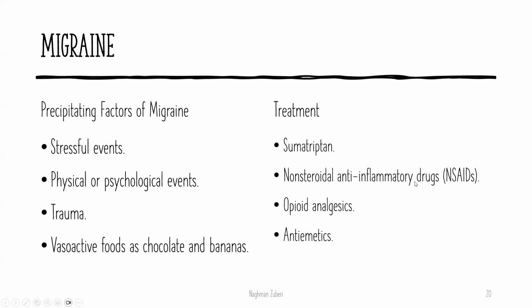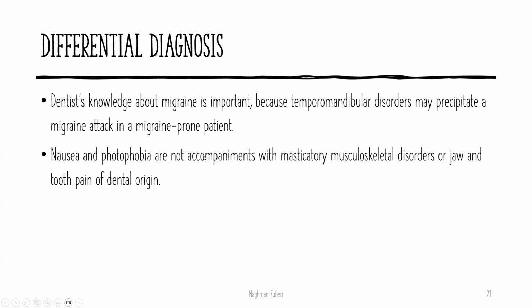So all those types of drugs, which we call analgesics or COX inhibitors, NSAIDs. Opioid analgesics can also be given, and antiemetics can also be given.